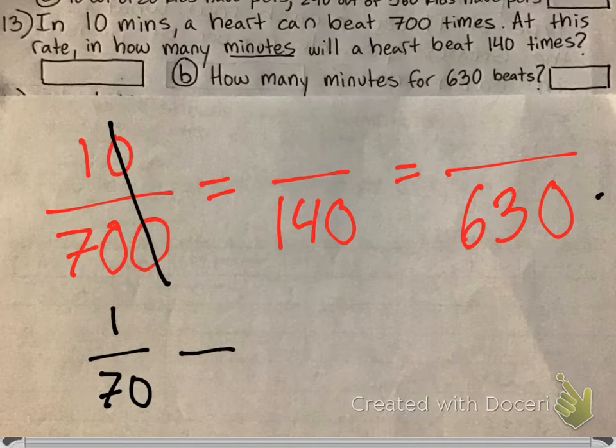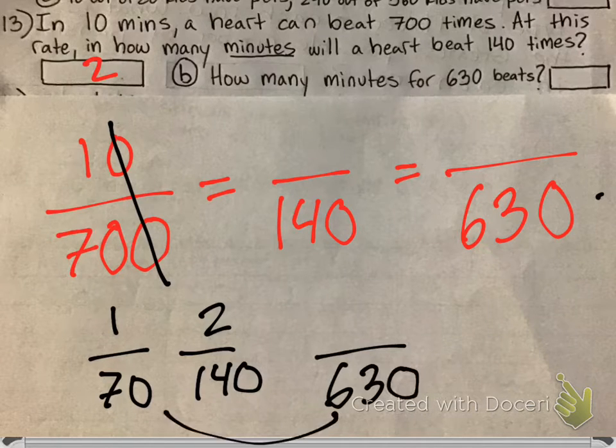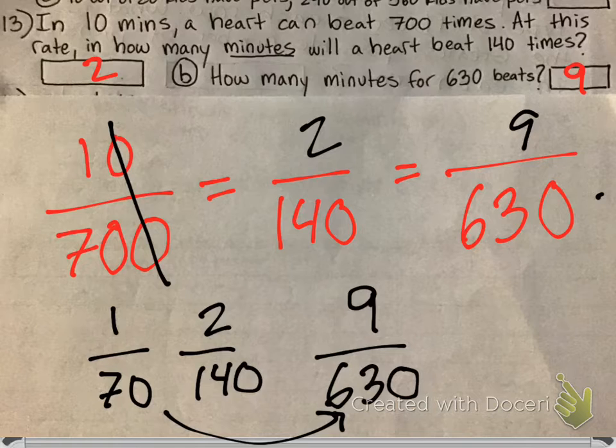Excellent. How do I go from 70 to 140? What do I do, Rocco? Times 2. So 1 times 2 is 2. So our answer here is 2 minutes. Next, again, let's look at this 70 to 630. How do I get from 70 to 630? It's the same as going from 7 to 63. Rafi? By 9. So what do I multiply the 1 by? I multiply it by 9 and I get 9. So this answer right here is 9. That's the easiest way to do these ratios. It's super duper easy.